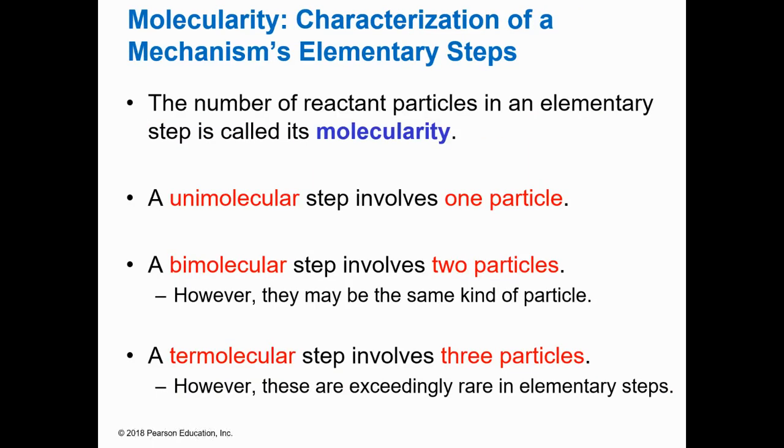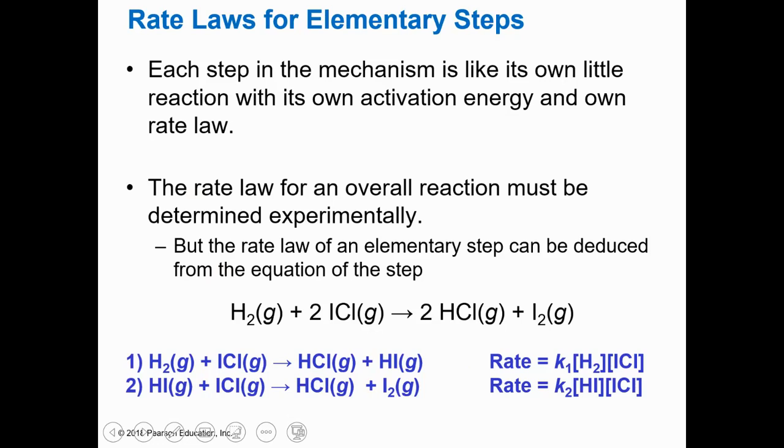Okay, molecularity. I'm not going to test this, but these are pretty simple. If we say that a reaction is unimolecular, that means there's only one particle. If it's bimolecular, that means it's two, but they could be two of the same particle. And then termolecular means there are three particles, and you could have bigger ones, not normally, though.